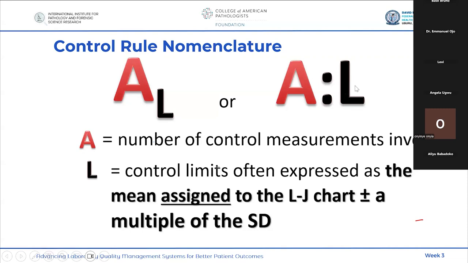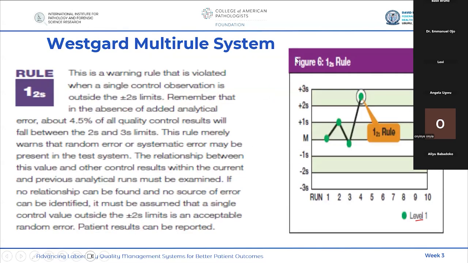And then this L will talk about the control limit. So when we say 1-2S, 2S will mean that this is talking about something that is outside 2SD limits. If I say 3S, something that is outside 3SD limits. If you see 4S, it means it is up to 4SD when you count all of them together. So that is just explaining the rule nomenclature.